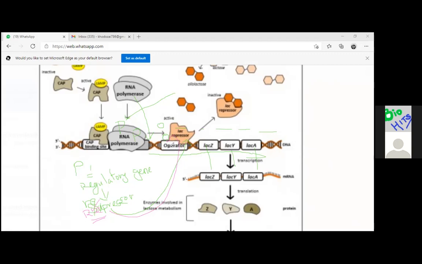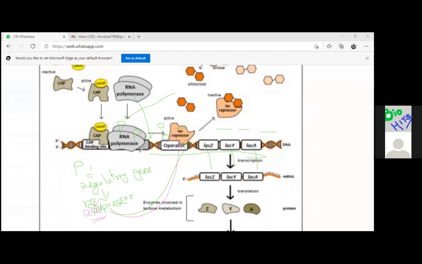So once it attaches to the operator zone, this RNA polymerase cannot do the transcription process. It blocks it. Any problem? No. Okay. For example, this is a repressor. This is the repressor product. Yes, any kind of repressor or cap.